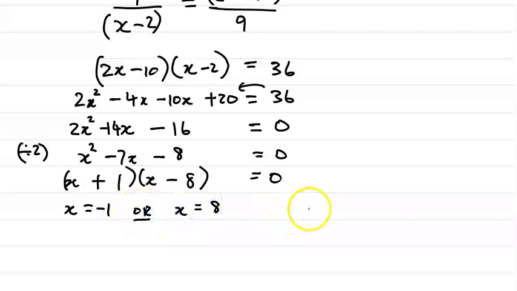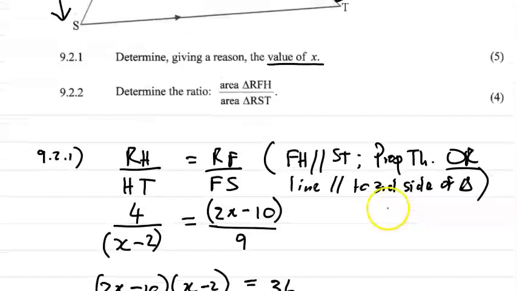Now it's very important for you to remember that you are finding lengths or distances. Therefore, negative answers must be rejected. The answer is positive 8. So x will be positive 8. And that's our solution for the first question.